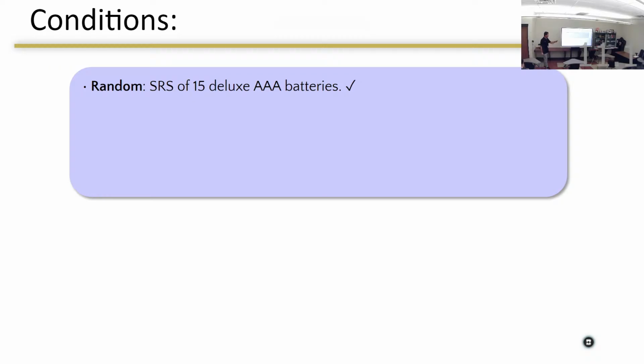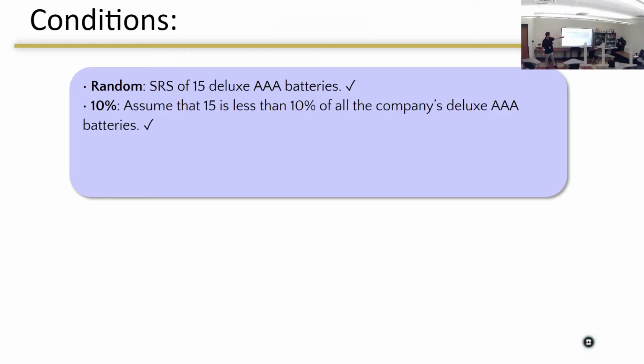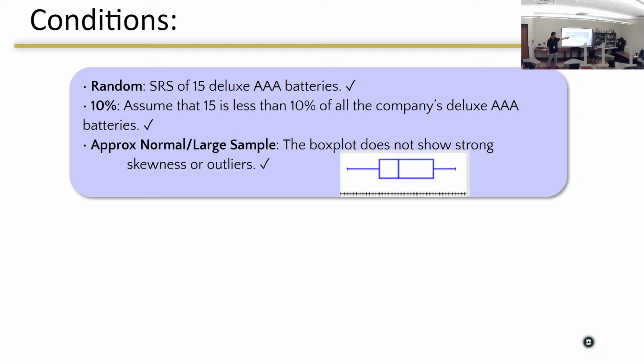SRS: 15 deluxe batteries. 15 is less than 10% of all. The box plot shows no strong skewness or outliers. And reference it. Don't say it without something I can look at. So just sketch it on your paper.